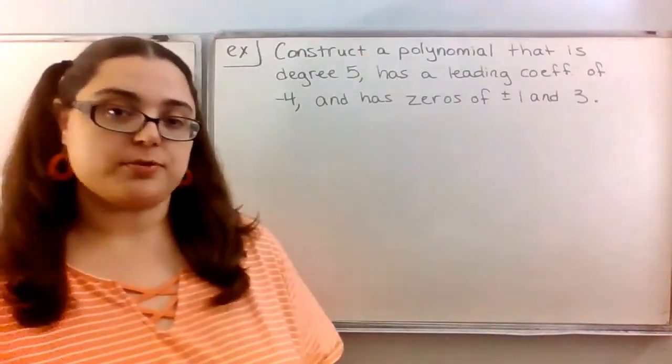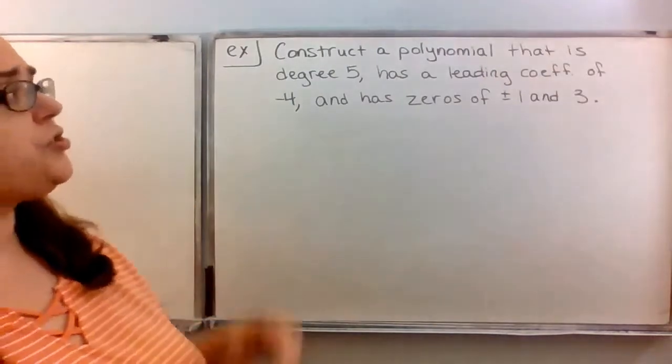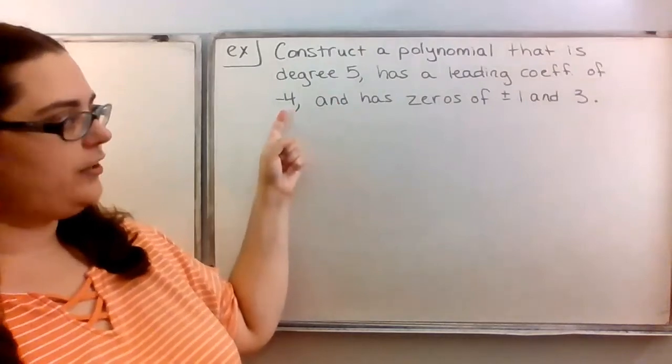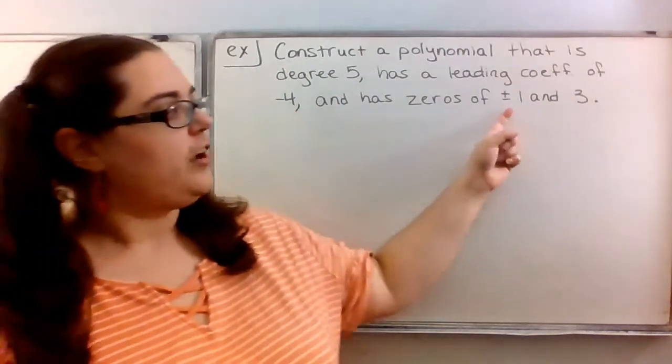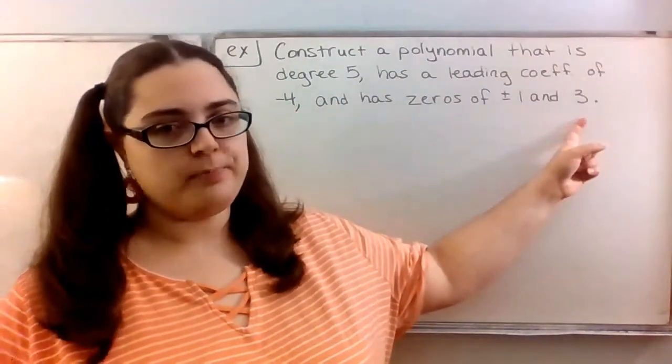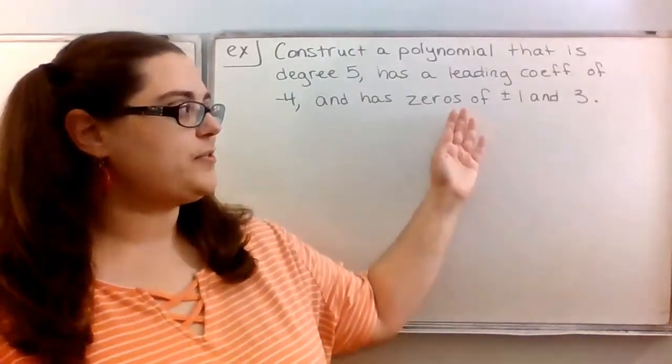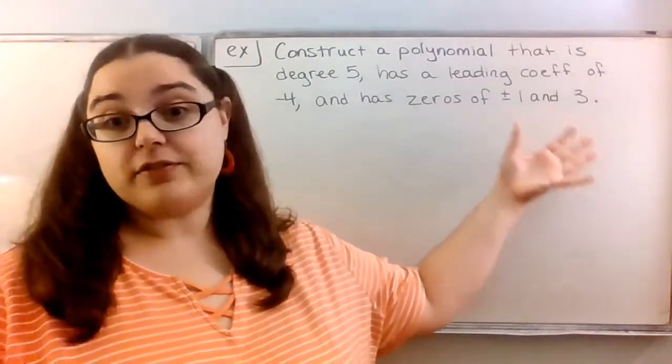So let's take a look at this first one. It says, construct a polynomial that is degree 5, has a leading coefficient of -4, and has zeros of ±1 and 3. So to do this, what I like to do is start out with those zeros, and that's going to set me up with my factors.